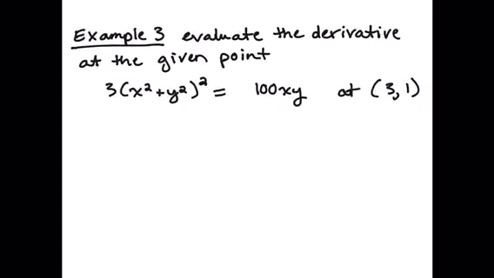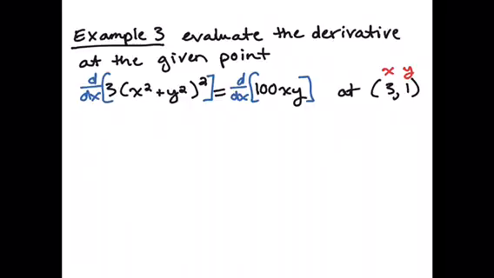Okay, let's take this a step further. In this example, I'm going to find the derivative implicitly, and then I'm going to evaluate it at the point (3, 1), which means at the end, we will plug in a 3 for the x and a 1 for the y, because these derivatives are in terms of x's and y's, not just x's anymore. So we're going to take the derivative of both sides of this.